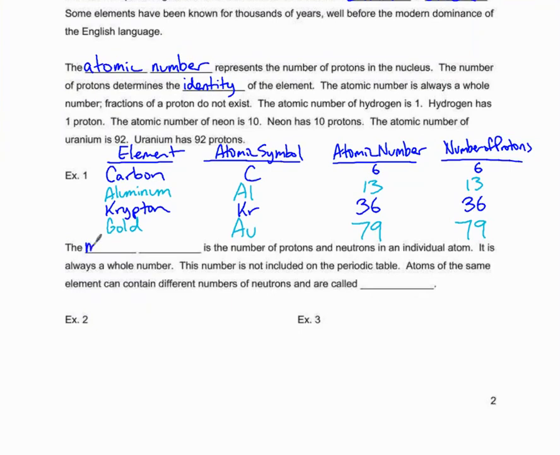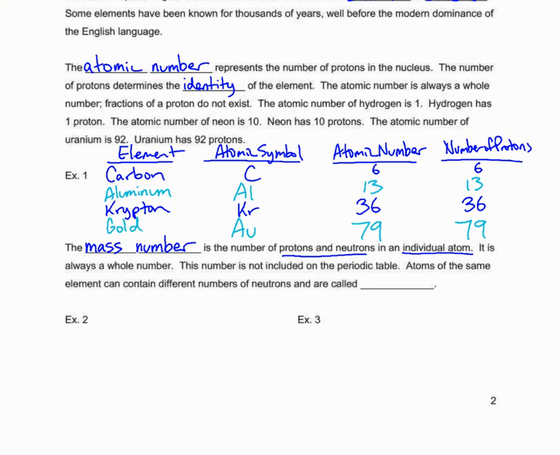Next up is the mass number. The mass number is the number of protons and neutrons in an individual atom. If we had one atom that we could hold in our hand and look at, the mass number is the number of protons and neutrons in that individual atom.